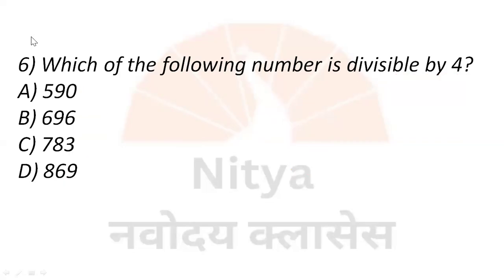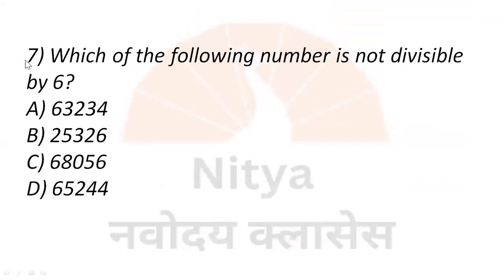Next question. Which of the following numbers is not divisible by 6? Okay, not divisible by 6. So 6's divisibility rule is, if the divisibility rules of 2 and 3 both apply here, then the number is also divisible by 6. Okay, so first we have to check the numbers, the first option.